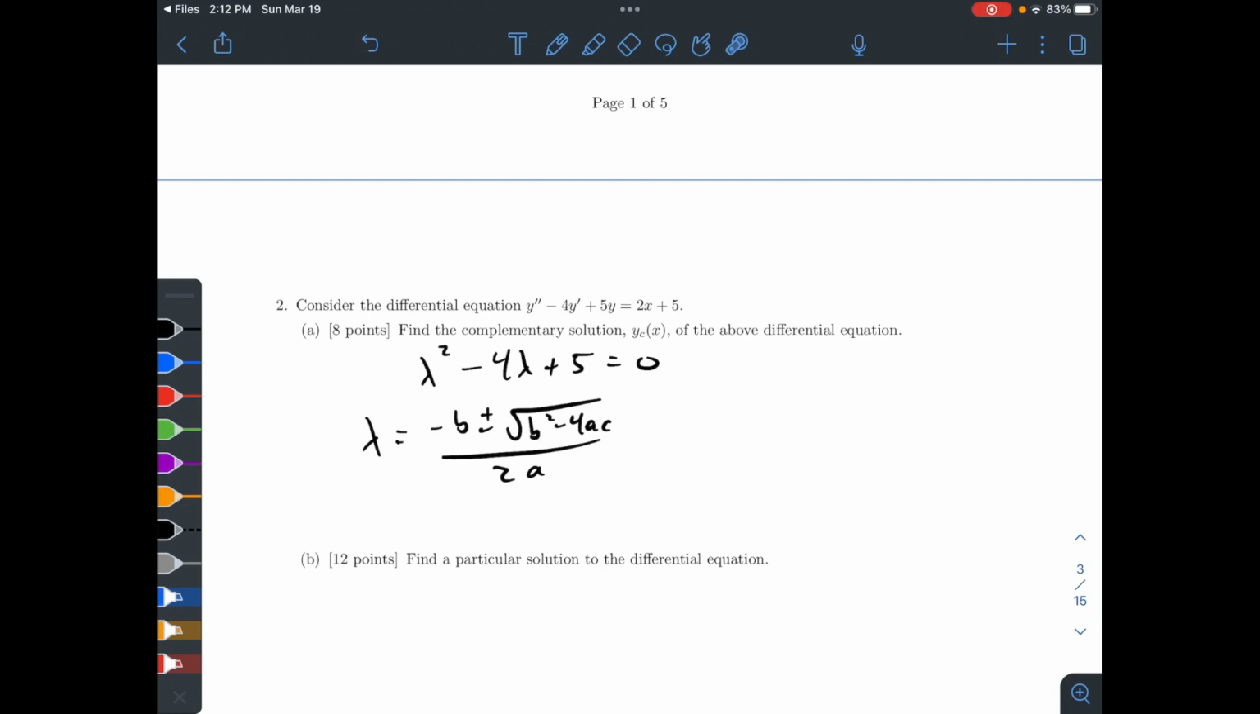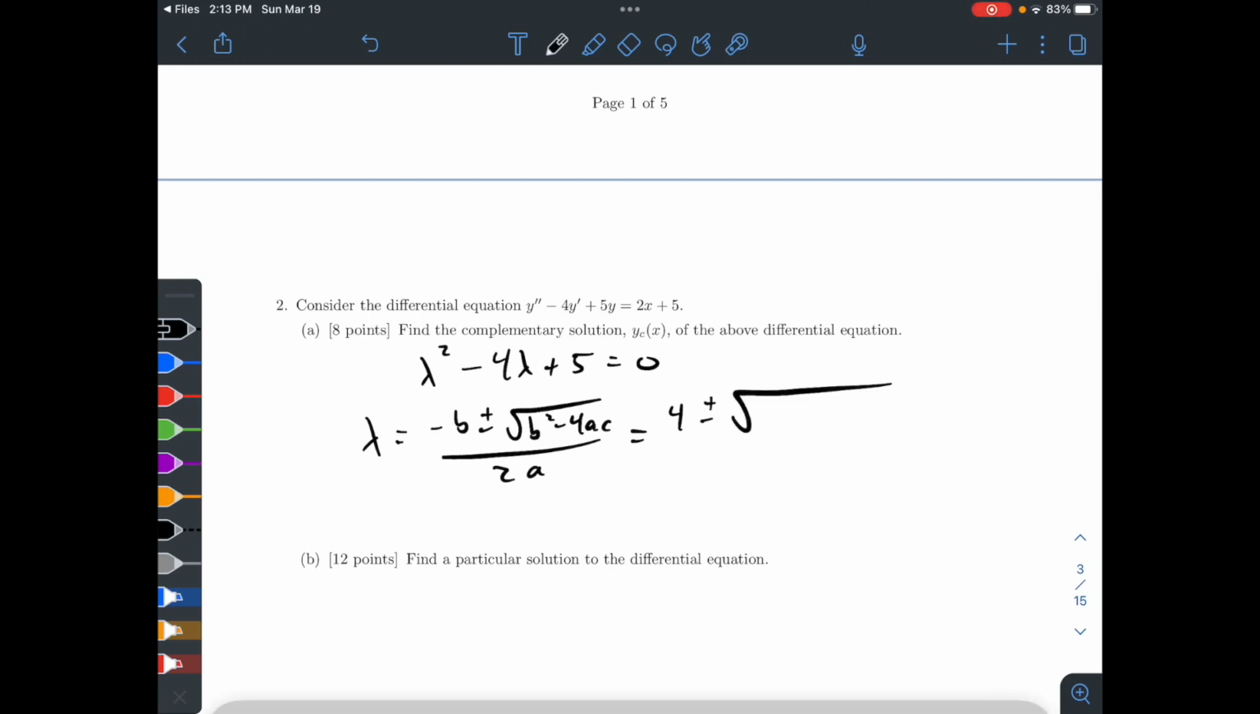It was pretty concerning on the last quiz how many people did not know how to use the quadratic formula. So I'm going to go over that right now. This is your A, this is your B, this is your C. The A term is attached to the lambda squared term, the B term is attached to the lambda term, the C term is the constant term. So here our B is -4, so negative 4 becomes +4.